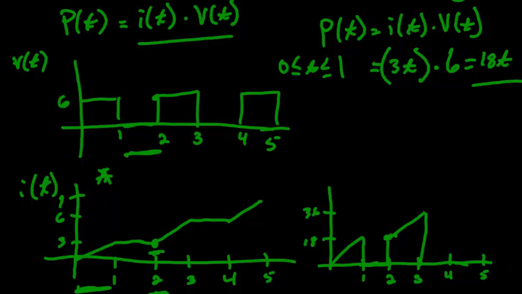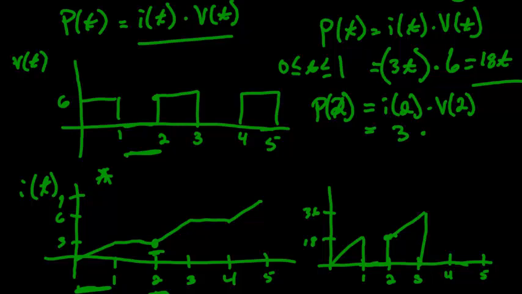Let's say p of 2 is equal to I of 2 times v of 2. So I of 2 is 3. We know that. So 3 times v of 2 is what? 6. We're going to say the rightmost point to 2, so 2.00000, whatever.